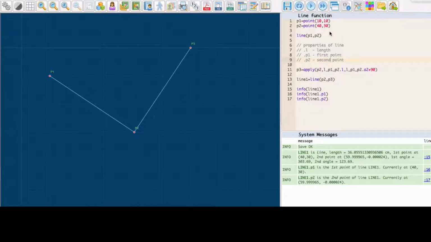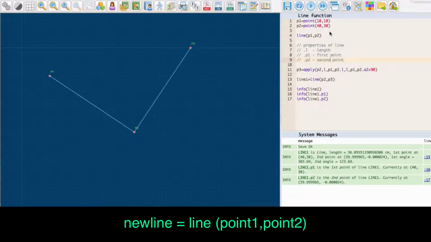In the previous lessons we learned to place points on the screen using the functions point, apply, meet, intercept, and compass. We now proceed to creating objects. Today we shall talk about straight lines. To create a line, we first need to create 2 points.